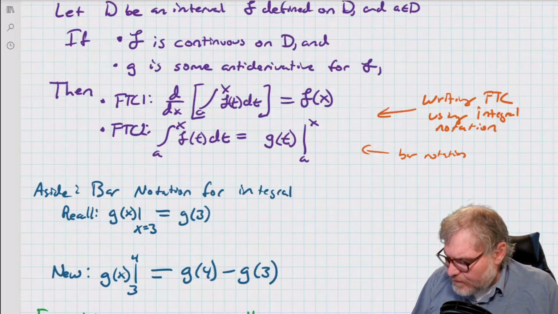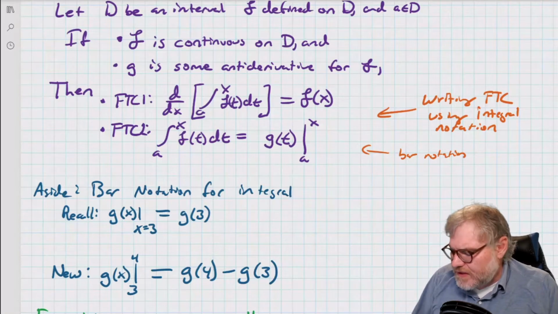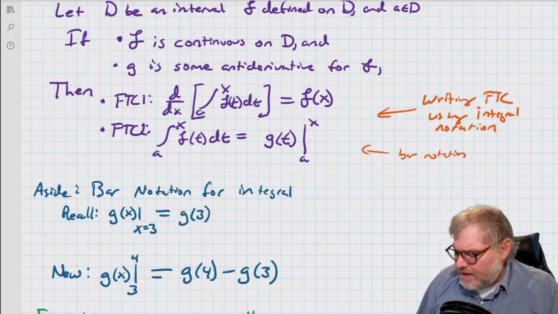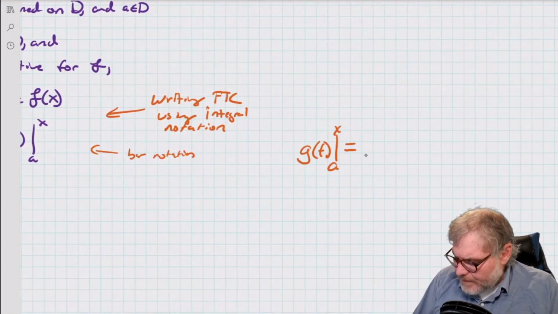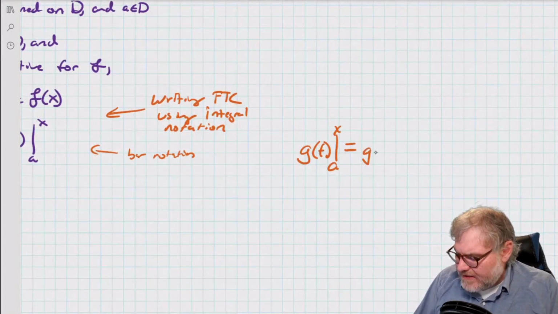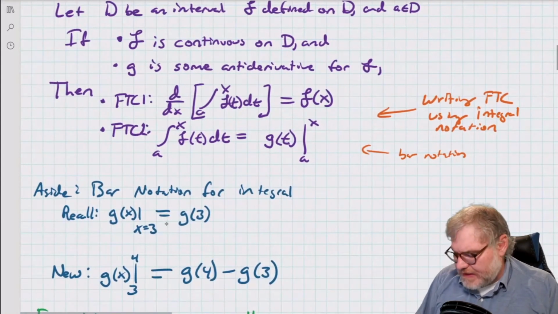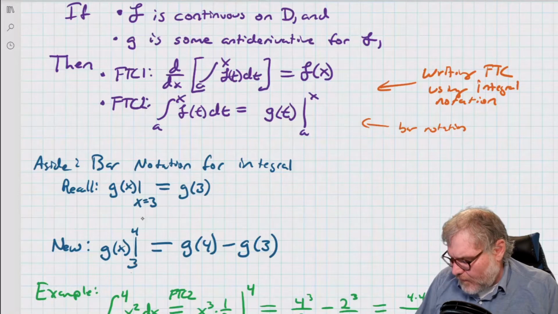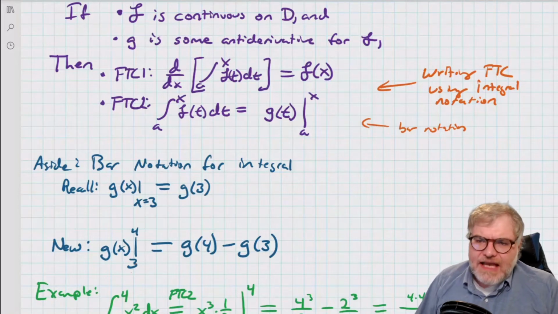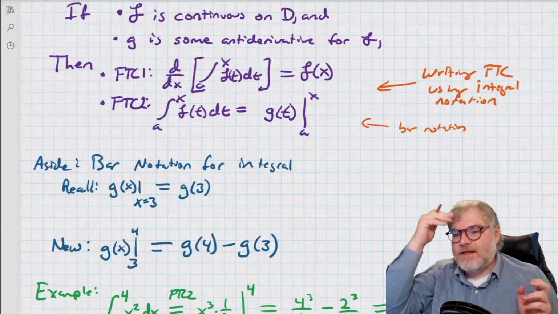And then we have this other notation, which is bar notation, which you've seen on WebAssign, which is to say g of t evaluated from a to x. So g of t from a to x equals g of x minus g of a. It's just another way of writing that particular notation. You can see I did this here. So g of x from 3 to 4 is g of 4 minus g of 3. And this notation exists just because of the fundamental theorem of calculus. That's why the notation exists.